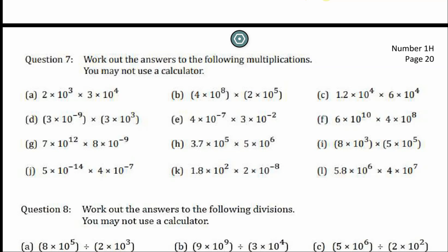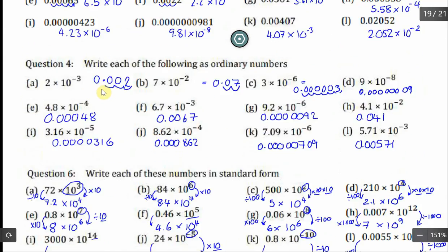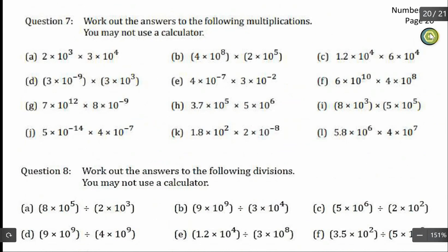Hi Year 9, just going to go through page 20 and page 21 of the number 1H pack. This page is all about using the skills we've just learned with standard form in standard form calculations. Some of these are quite tricky, especially to do without a calculator, but as soon as you've seen how they start, I'm sure you'll get the hang of it.